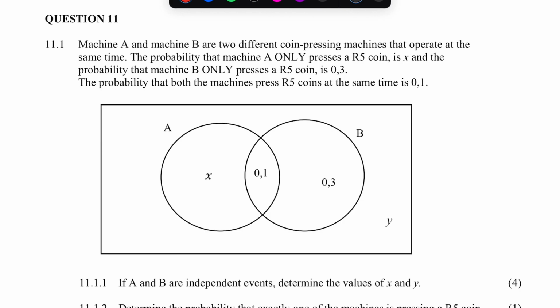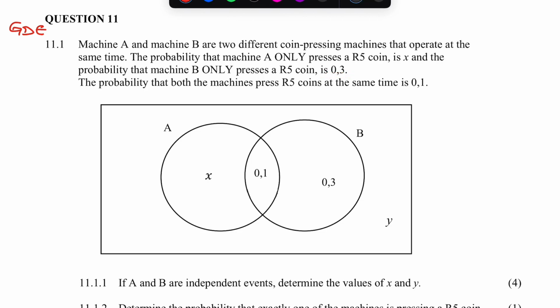Okay, we'll look at the Gauteng Department of Education prelim exam, question 11, that is on probability. So question 11: machine A and machine B are two different coin pressing machines that operate at the same time. The probability that machine A only presses a 5 rand coin is X, and the probability that machine B only presses a 5 rand coin is 0.3.